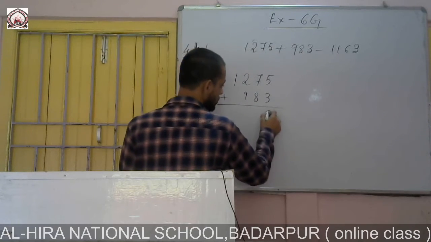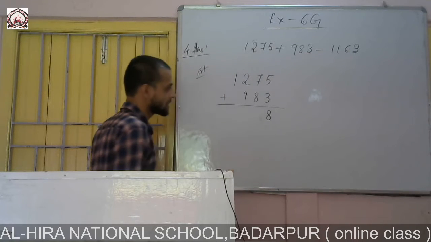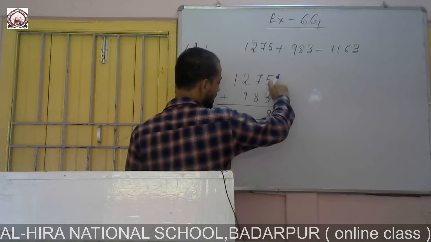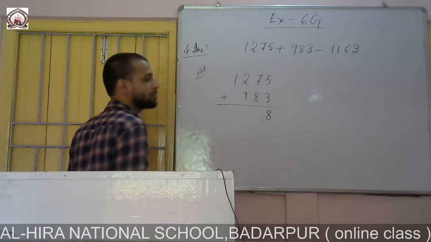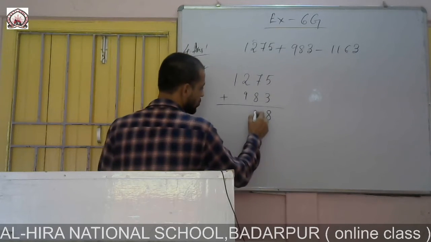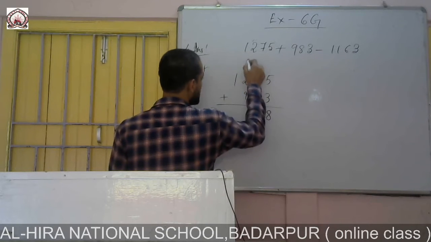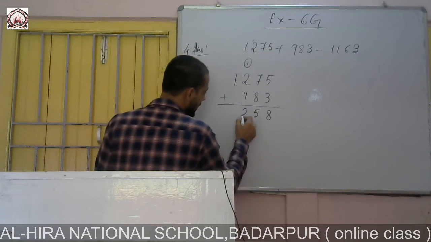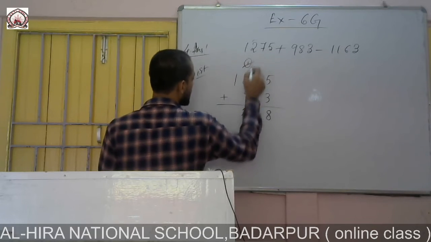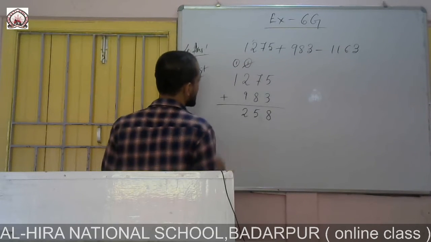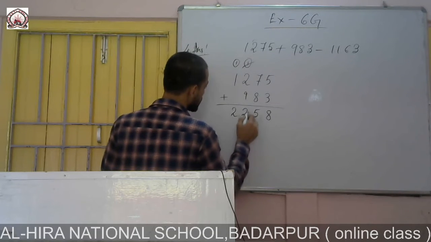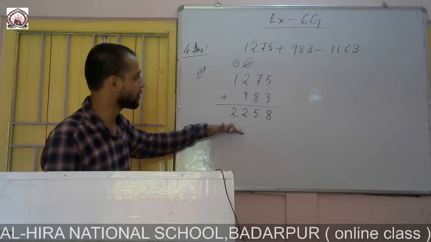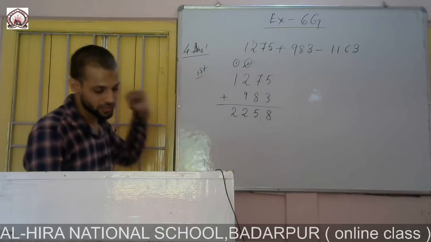So 5 plus 3 equals 8. In ones place we get 5 and 3, the result is 8. Then in tens place we get 7 and 8. 8 plus 7 equals 15. We will write 5 here, and 1 will be carried to the hundreds place. So 9 plus 2 is 11, plus 1 is 12. We will write 2 here, and 1 will be carried to the thousands place. So 1 plus 1 equals 2. We will get 2258. From this number we have to subtract 1163.